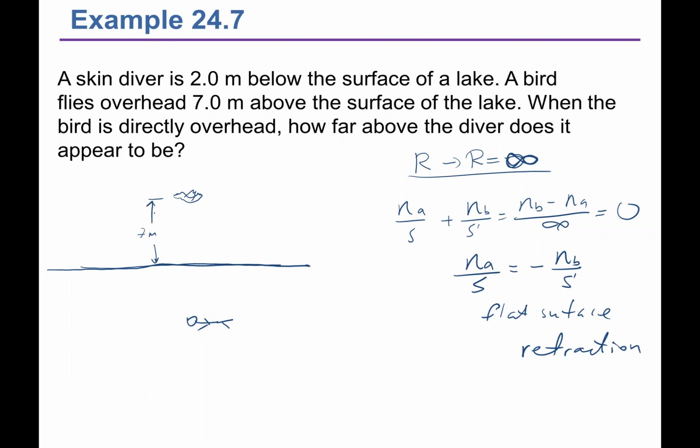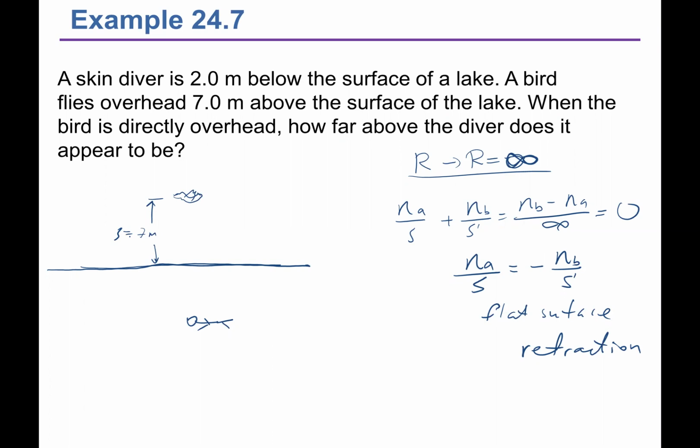Now it says, when the bird is directly overhead, how far above the diver does it appear to be? The diver is basically our observer and the bird is our object, because we want to find the image of the bird. How far above does it appear to be? That means we want to find the image, so the bird is our object, and 7 meters is its position. So S equals 7 meters.